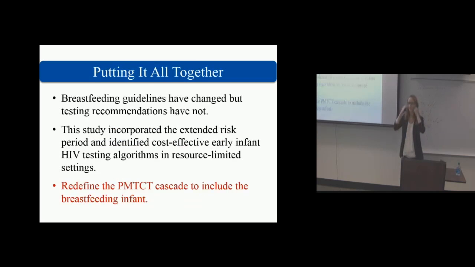So to put it all together, if we're trying to tell this story, breastfeeding guidelines have changed that have extended that risk period, but testing has not. So what we aim to do is incorporate the extended risk period and try to define, is there a way to test these kids during this time that is, one, cost effective, and two, actually effective in catching those infections earlier or ruling them out instead of giving a false positive result to the mother. Ultimately, the policy outcome is to redefine the cascade to include that breastfeeding infant.